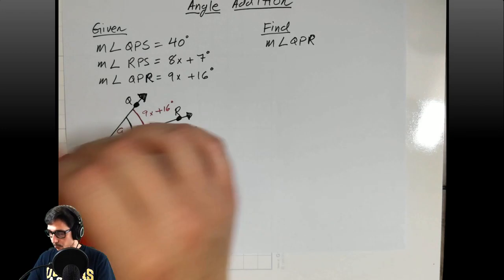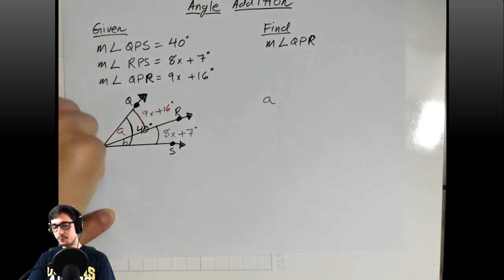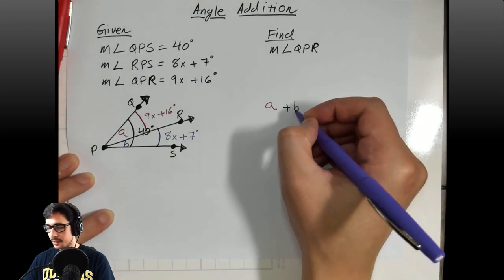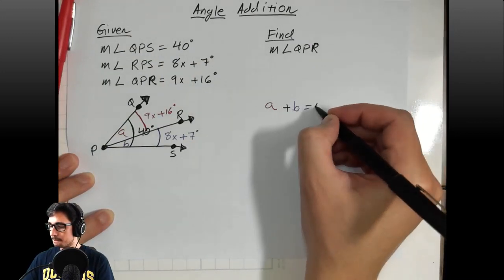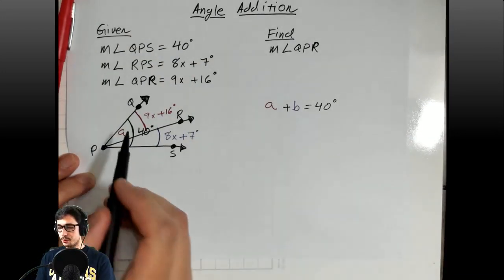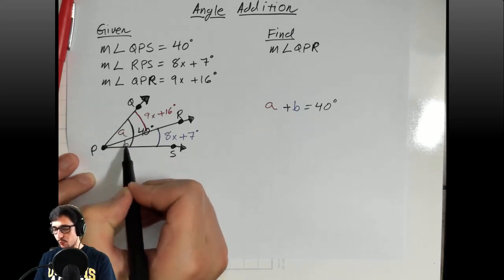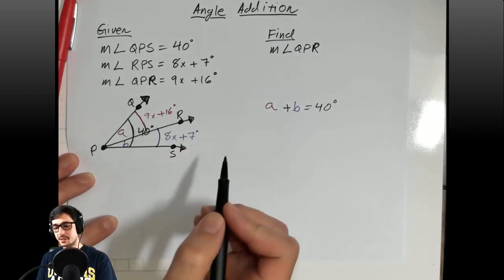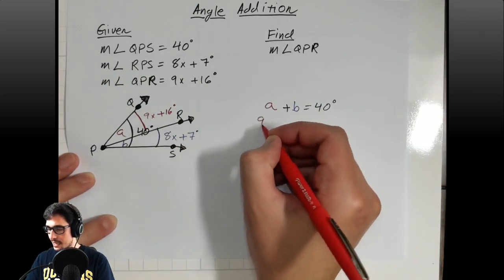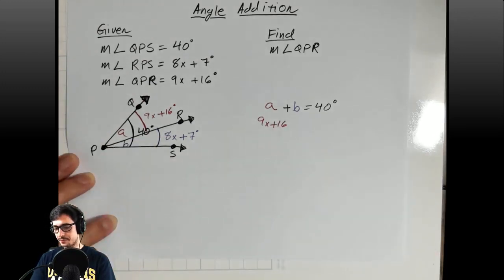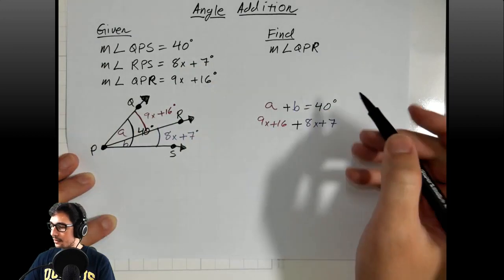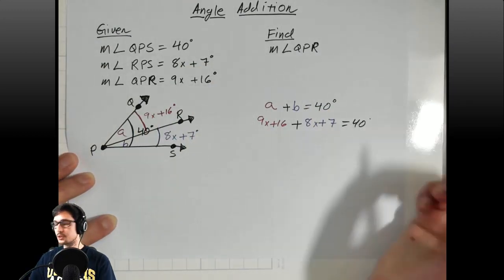So when I'm writing this out, I can say that A, whatever A is in degrees, plus B is all going to equal 40 degrees. So A plus B has to equal the full 40 degrees. Now I'm just going to replace this A and B with my actual expressions here. A was 9x plus 16, plus, here's my B, my B is 8x plus 7, and I know that that all equals 40 degrees.